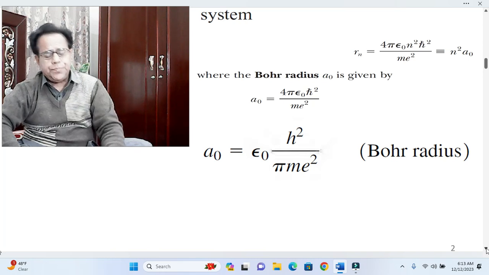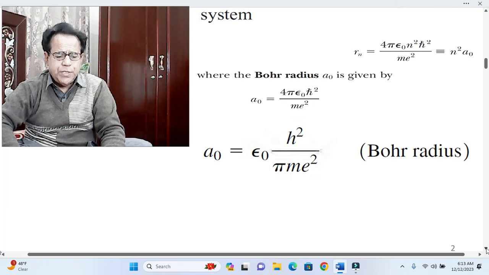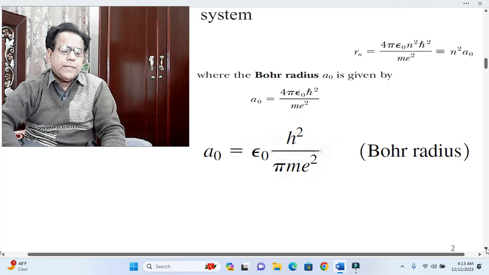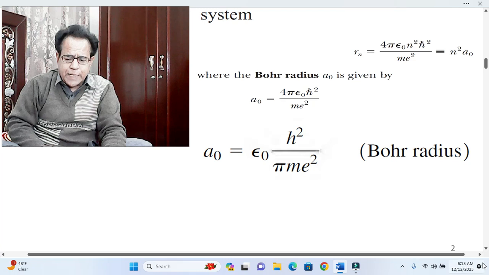Next, an alternate version of the above definition is given: a naught equal to epsilon naught h squared over pi m e squared, the Bohr radius. What is the difference? Dear students, the difference is that in the first expression h bar, or h reduced, has been used, while in the second alternate version h bar has not been used, while pure Planck's constant h has been used.